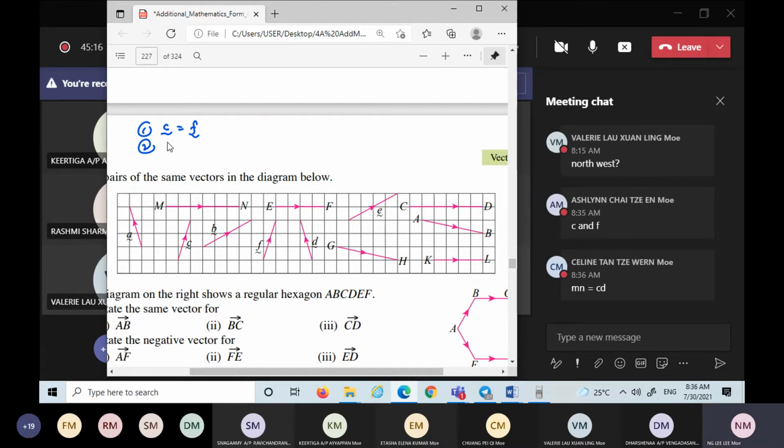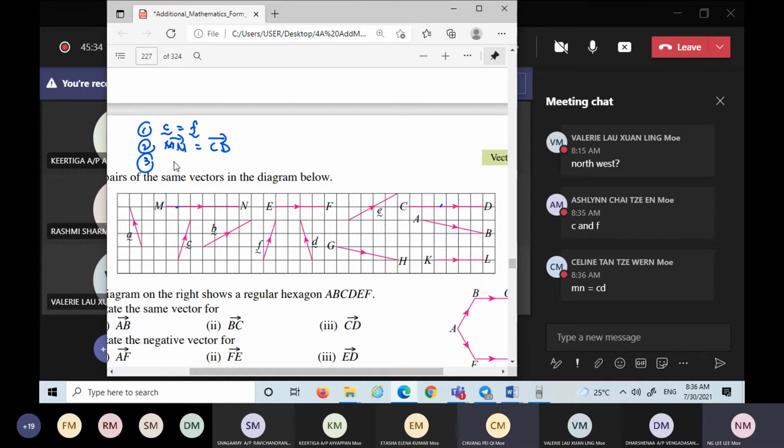Celine gives MN and CD. MN is this one, CD is this one. Okay, correct? Next girl.